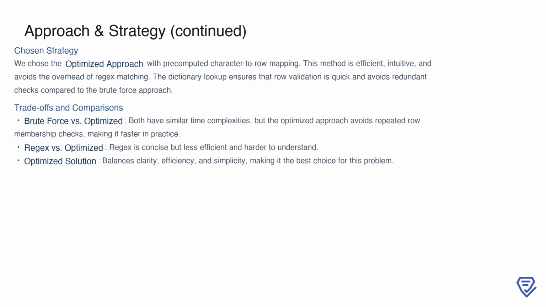The strategy we chose for solving this problem is the optimized approach with pre-computed character-to-row mapping. This method is both efficient and intuitive, avoiding the overhead of regex matching and the inefficiencies of the brute force method. By leveraging a dictionary for quick lookups, it ensures that row validation is fast and avoids unnecessary checks. Comparing the three approaches, the brute force method is simple but repetitive, while the regex-based solution is concise yet less efficient and harder to grasp. The optimized approach strikes the best balance between clarity, speed, and simplicity, making it the most suitable choice for this problem. This ensures a solution that is not only effective but also easy to implement and understand.